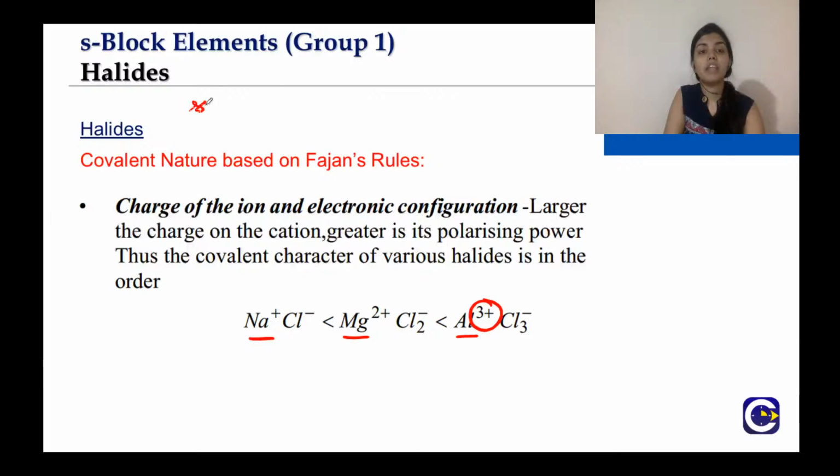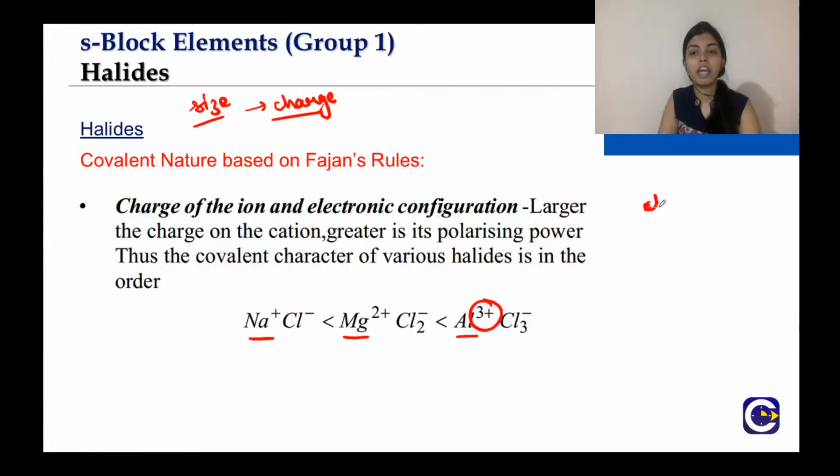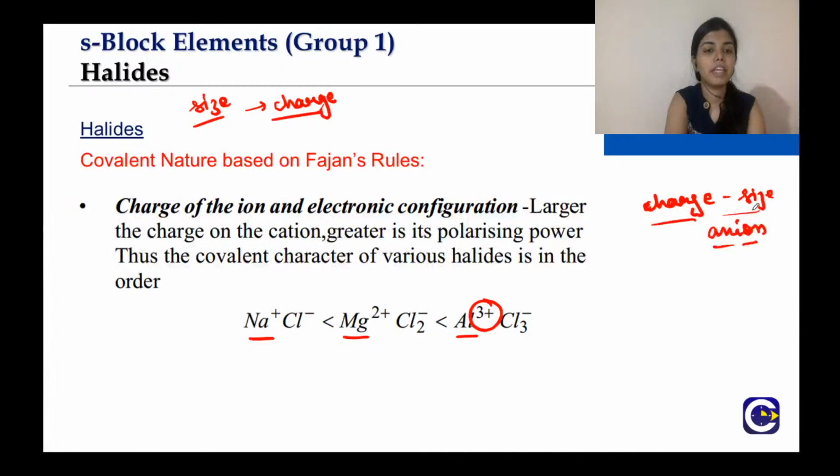Right? So size basically will depend upon the charge also. Greater the charge on the cation, smaller is the size, and the reverse is true for the anion. Greater is the charge, that means bigger the size of the anion. So these things must be clear to you in the chemical bonding chapter also, right? So I'm just giving an idea here.